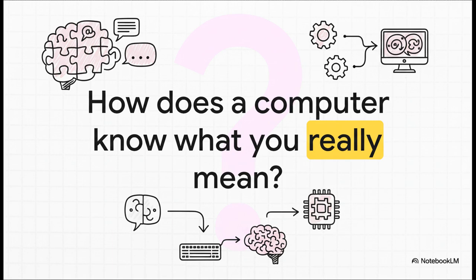I mean, it really all comes down to this one question, right? When you type something into your phone or computer, how does it get past just the letters and the words to figure out what you really mean? It's like this giant, complex puzzle. And, well, over the next few minutes, we're going to put the pieces together.